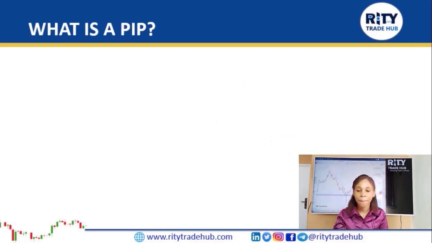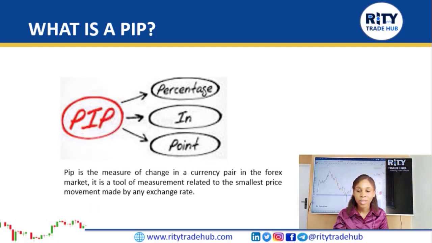What is a pip? Okay, a pip is a basic concept of forex. A percentage in point, or pip for short, is the measure of change in a currency pair in the forex market. It is a tool of measurement related to the smallest price movements made by any exchange rate. Okay, the acronym can also stand for percentage in point and price interest point. Currency moves in forex are generally measured and calculated in pips.